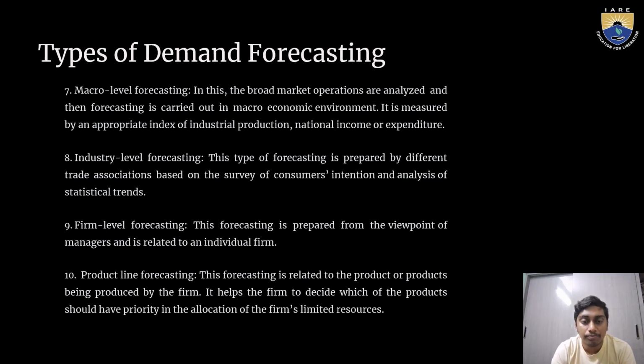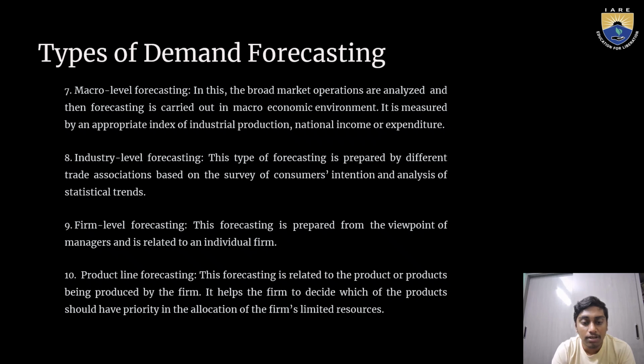Macro level forecasting. In this, broad market operations are analyzed and then forecasting is carried out in a macroeconomic environment. It is measured by an appropriate index of industrial production, national income, or expenditure. Industry level forecasting. This type of forecasting is prepared by different trade associations based on the survey of consumers' intention and analysis of statistical trends.